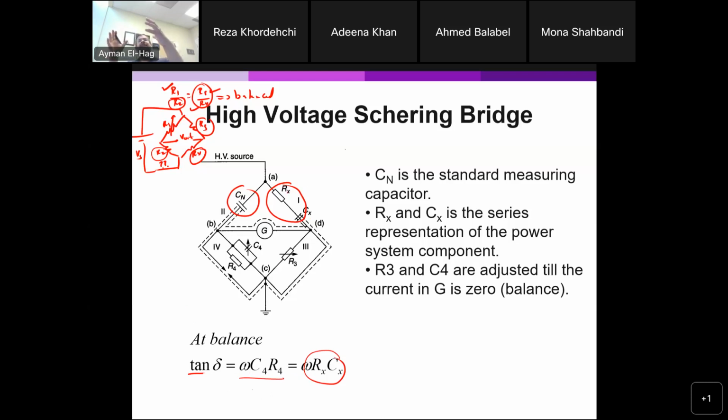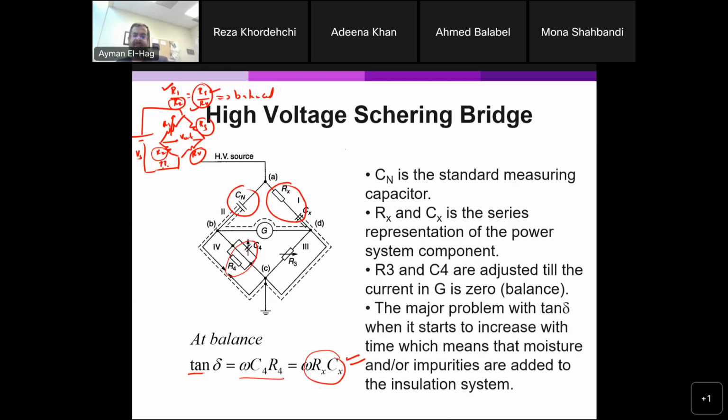now, I don't know Rx, I don't know Cx. All I have is an insulating material. But I know C4 and I know R4. I know these two values. So I'm balancing this leg of the bridge with this. Then your tan delta, which is basically equal to omega Rx Cx, that is the actual value. It is also equal to omega C4R4, which is the value that I am using to control, a value I can find. Then I can find the tan delta.